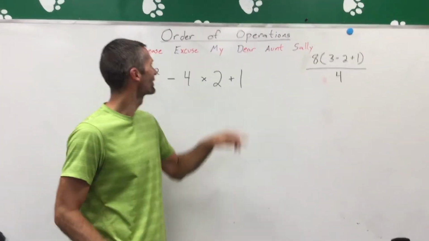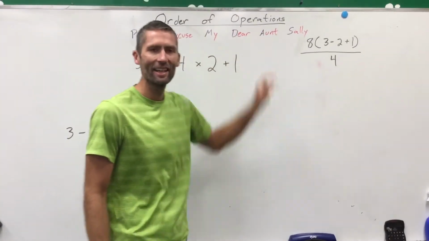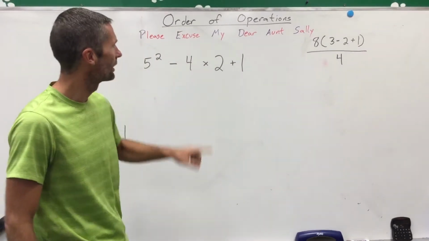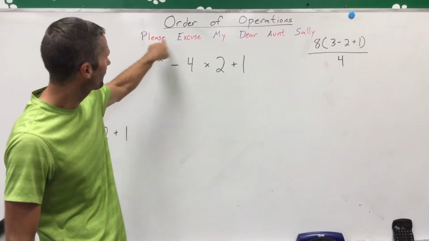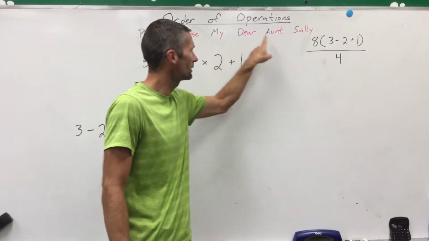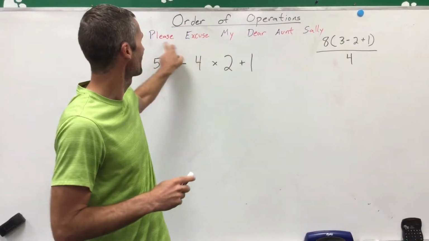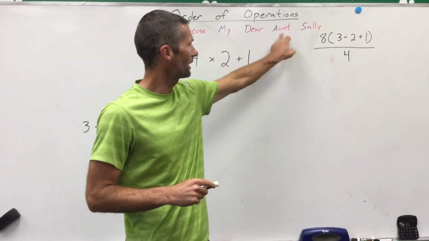All right, hey, we are doing order of operations today. Go ahead and label your notes this. Today we'll do 3 problems together. I want you to write down this phrase. Please excuse my dear Aunt Sally. Give you a second to write that. Please excuse my dear Aunt Sally.